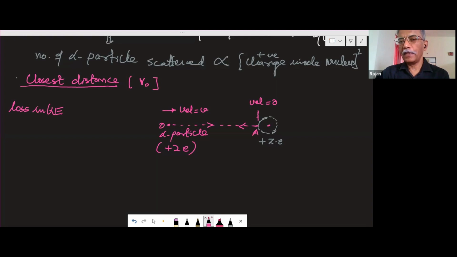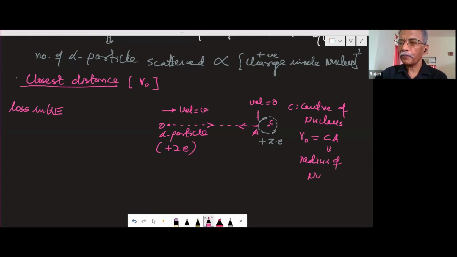And this, I can say C, is the center of the nucleus, right? A is the point up to which the alpha particle can go at maximum. So R naught will be what? C to A, the radius of this nucleus. Yes or no? C to A is nothing but the radius of the nucleus. The things are becoming clear to you now.